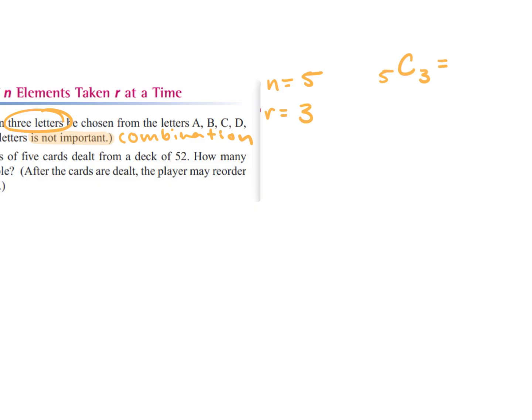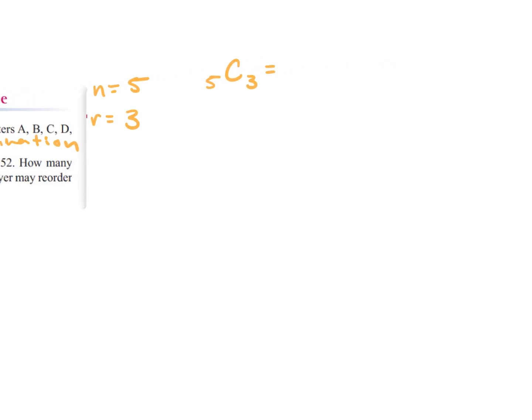You can put this into the calculator. I'm going to use the formula just to practice. But if you want to throw it into the calculator, you can. You'll end up with the same answer. So we have 5 factorial over 5 minus 3 factorial times 3 factorial. What is 5 minus 3? So this would be 2 factorial.